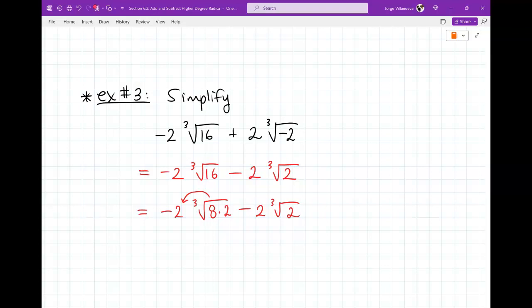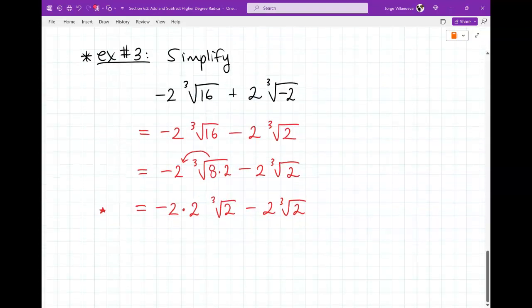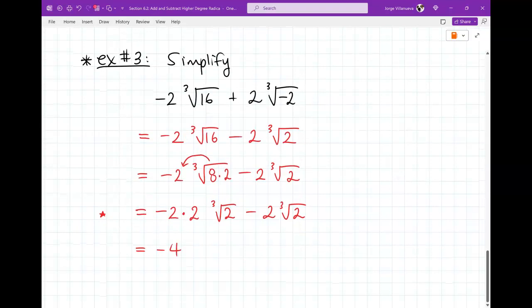So when the 8 goes out, it becomes a 2, so it's going to be negative 2 times 2. Again, I'm showing you an extra step. You don't need to write it out if you don't want to. But there it is. I put a little star there. That's kind of a little extra that you don't need. Negative 2 times 2, that's negative 4. So this will be negative 4 cubed root of 2 minus 2 cubed root of 2.